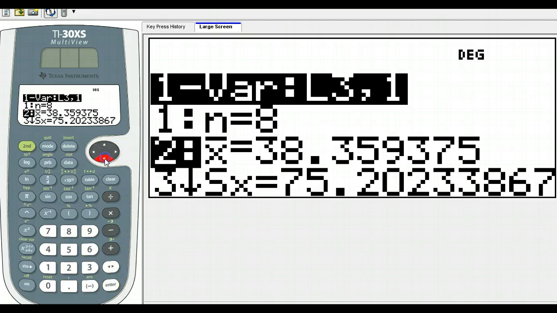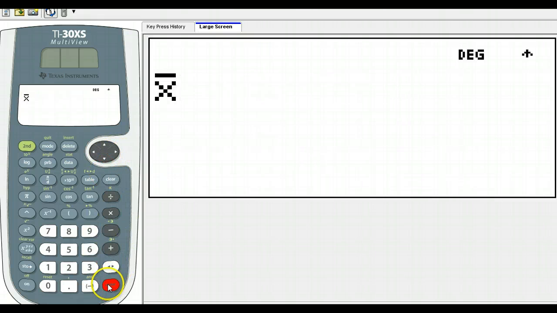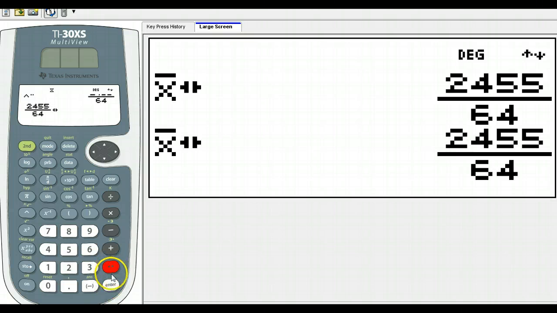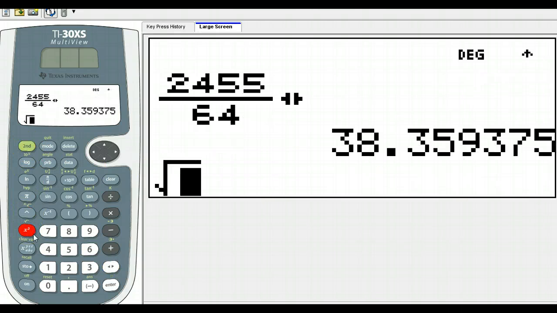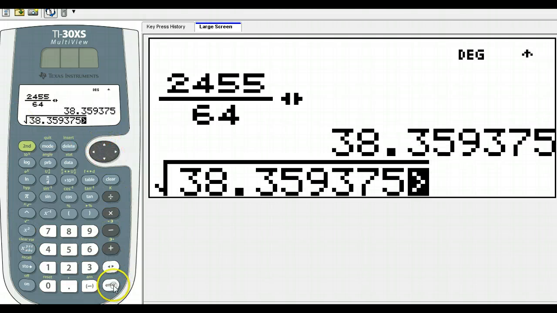Okay, if I come to this number and hit enter, alright, here is that number that I want. So I want to really take the square root of all of this. I could have just typed all this in by hand, or if I hit square root right now, if I go back up to this number and hit enter, it jumps in here. So it saves me a tiny amount of time, but you can always type it in yourself.